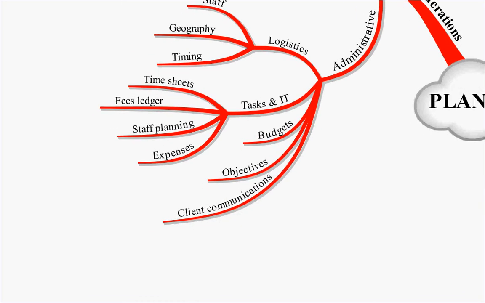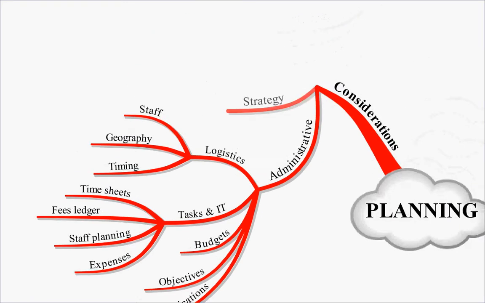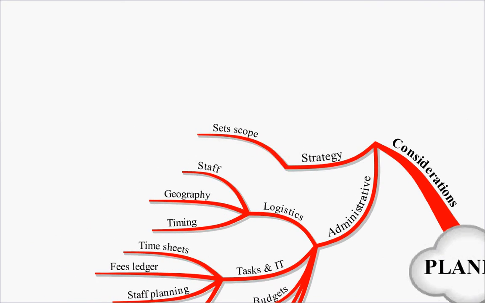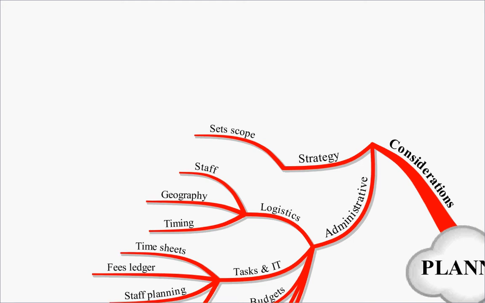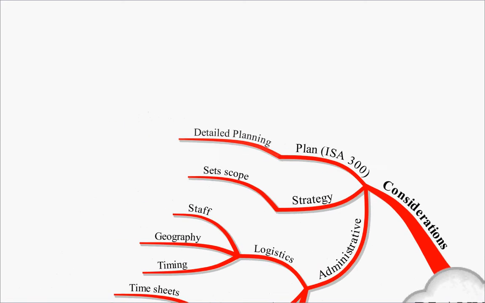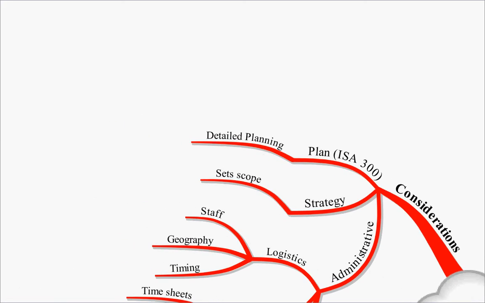Objectives, how are you going to communicate with the client? Is it through the form of letter, emails? How is that going to happen? The audit strategy then will set out the scope of the audit. You'll have covered this in F8, the detailed audit strategy, the scope of the audit. Whereas the plan under ISA 300 gives us the detailed planning of the audit, the details of what's going to actually happen.